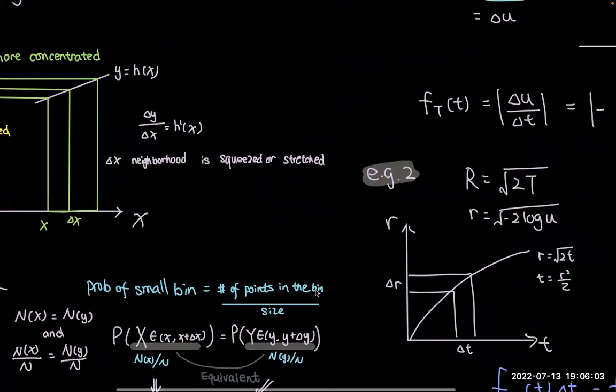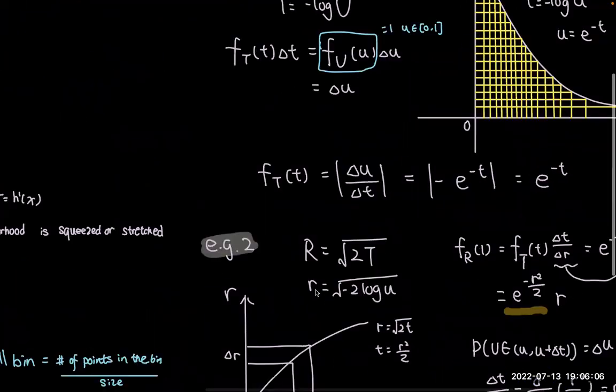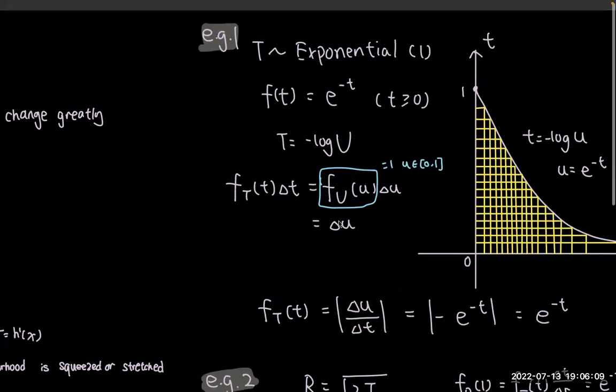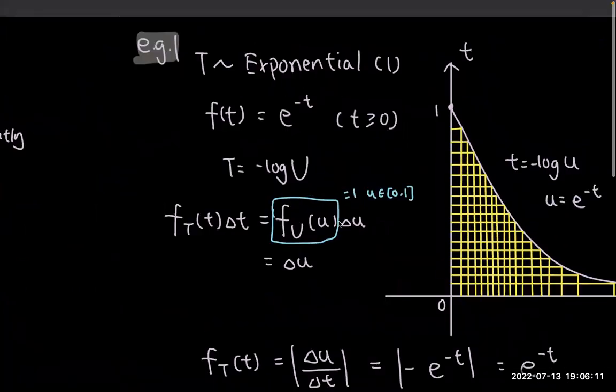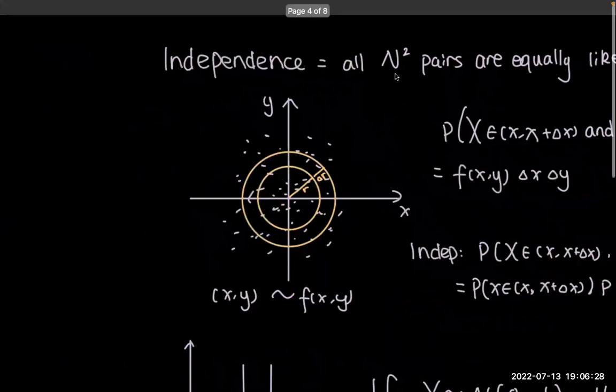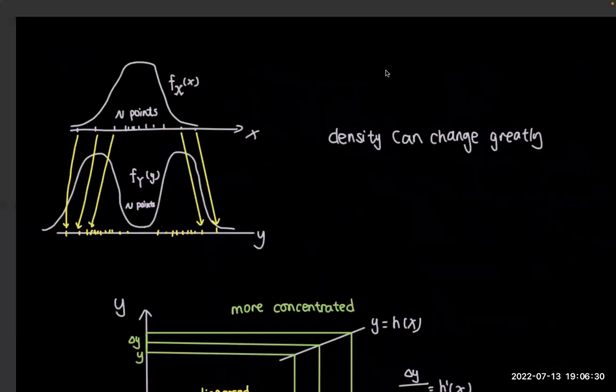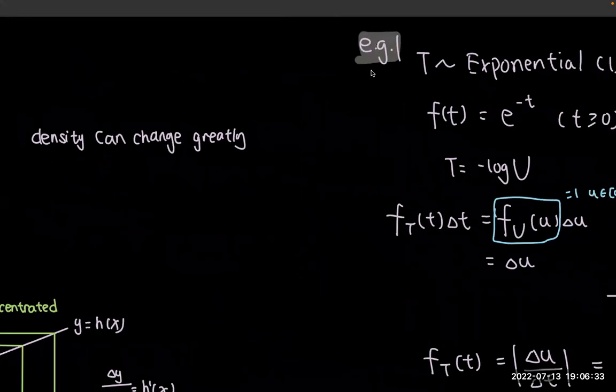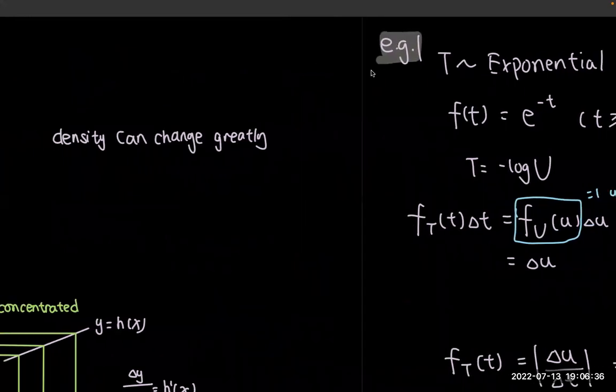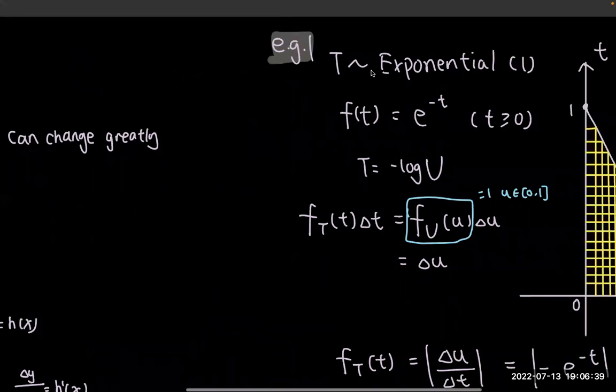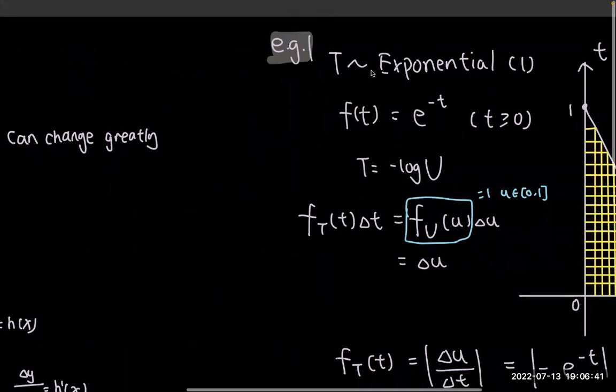Okay, so now let's think about one example. Suppose that we want to generate this random variable T. We use capital T to denote this random variable because it is a waiting time. So T follows exponential 1. Usually it is exponential lambda, but let's look at the special case, exponential 1, so that the density for T, f of t, is e to the negative t for t greater than or equal to 0. That's the density of T.